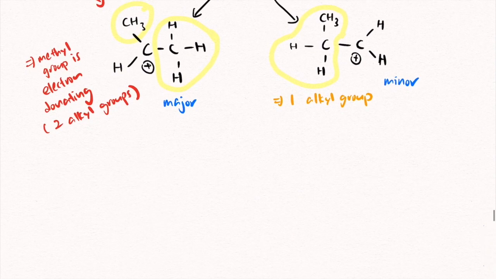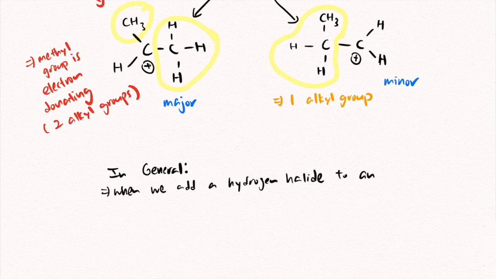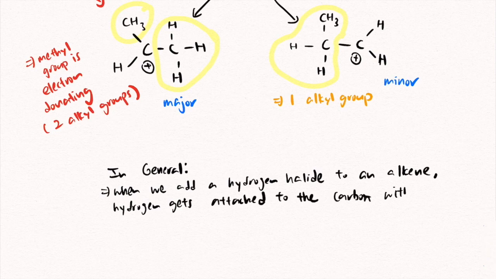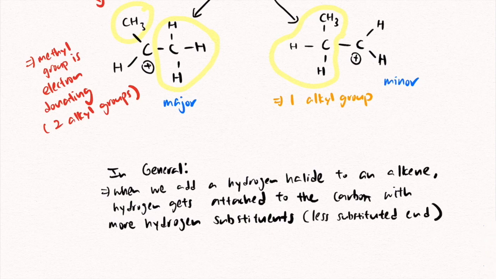In general, we can just remember that when we add a hydrogen halide to an unsymmetrical alkene, the hydrogen gets attached to the less substituted end of the double bond, which is basically the carbon with more hydrogen substituents. However, please do understand why this is so and not just memorize blindly.